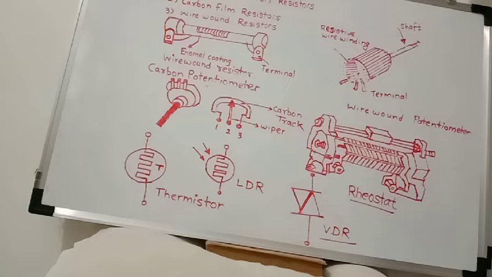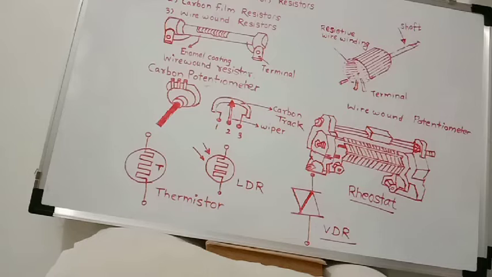Now there are some other resistors also. These special types of resistors, for example, thermistors, then LDR or light dependent resistor. Because of the large development in semiconductor technology, special types of resistors are manufactured.